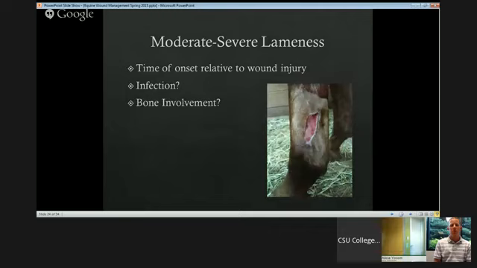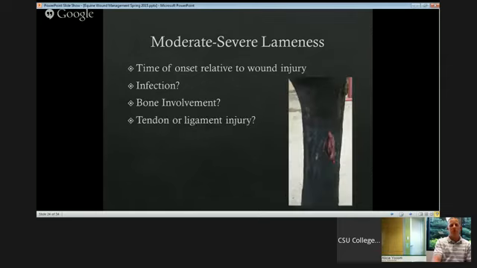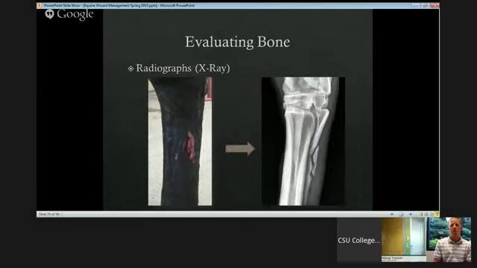We always wonder, is there bone involvement, especially with wounds that are not healing. This injury is to the inside of the hind leg, and when it was explored, you could see tendons and ligaments involved. So this may be something that you have to assess over time with ultrasound to see if the tendons or ligaments have been compromised.